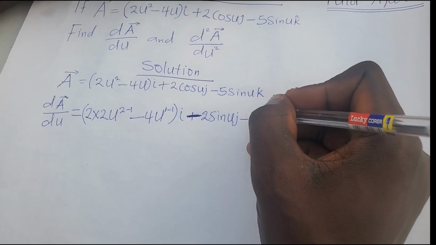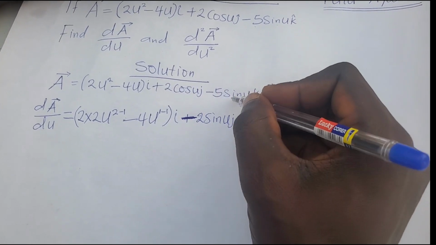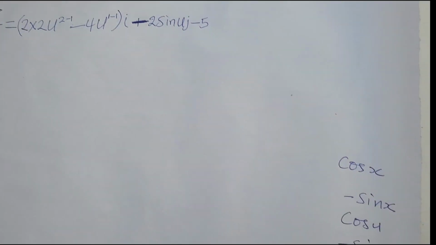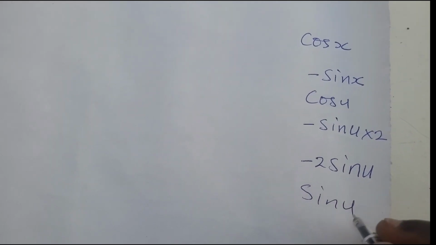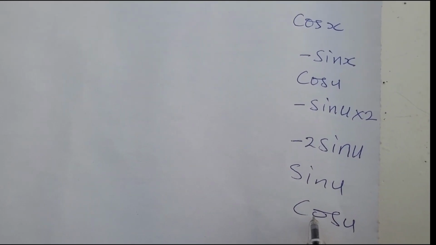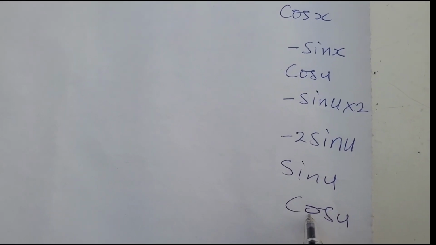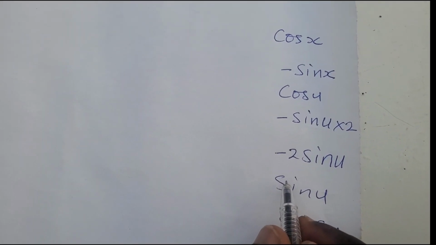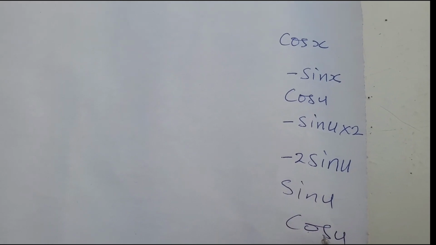Minus, here is minus 5, right? If you differentiate sin u, it will give you cos u, not minus. But whenever you are differentiating from cos, at least it will give you a minus sign. But whenever you are differentiating from sine, it will give you just ordinary cos.